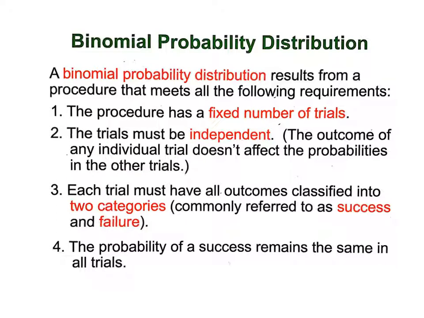Okay, four things must be true. You have to have four requirements for it to be binomial. Make sure you get these down. Number one, there's a fixed number of trials, meaning we're going to toss a coin 5 times. Tossing a coin is binomial because there are two outcomes, heads, tails. Fixed number of trials, though. You're not going to flip forever. You're going to flip a certain number.